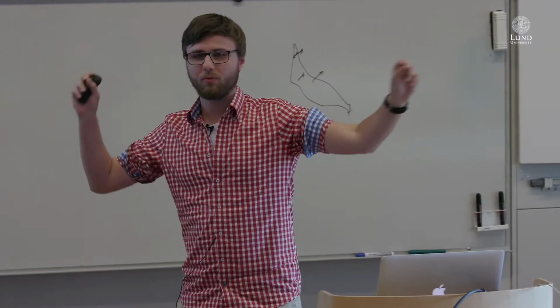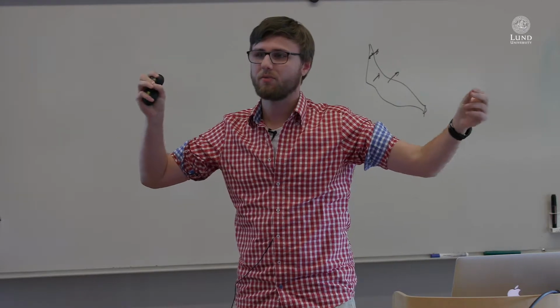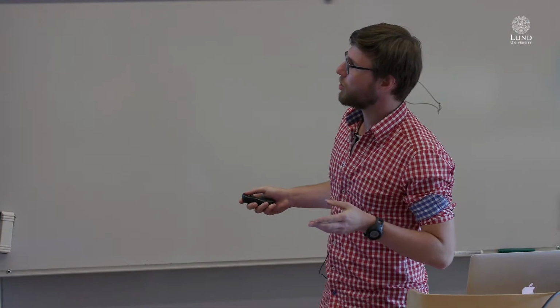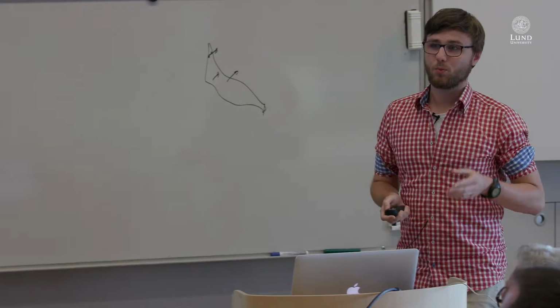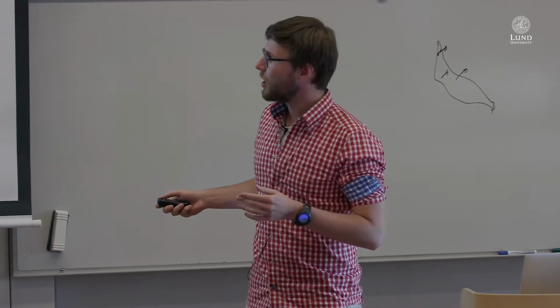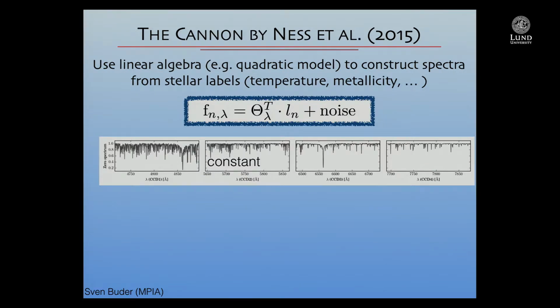On the other hand, we need high precision, because if we want to figure out if we can use the chemical composition to tag stars chemically, to basically find stellar siblings, we have to be very precise. So in the best case we need numerous unblended and well-defined lines, and we actually want to use the whole spectrum if possible. We came up with the solution of simply combining Spectroscopy Made Easy for a representative set of high-quality spectra with the Canon. What I'm going to show you next is actually not model spectra, but observed spectra, because we're already performing the survey.